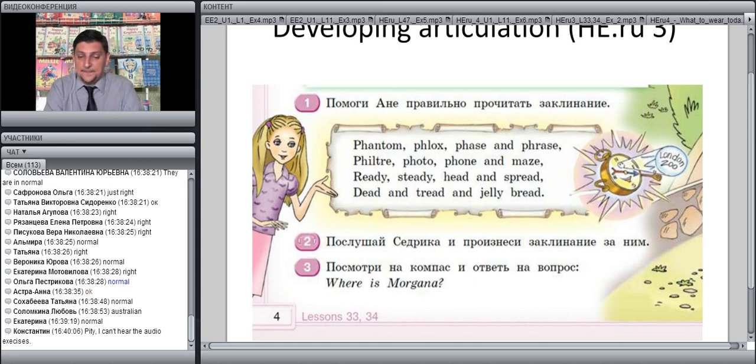And the task is this. The children need to listen to the magic raven, whose name is Cedric, and repeat the spell after him. If we look at the spell, we'll see that this is actually a good practice of reading rules, but at the same time, this is a very good articulation and pronunciation practice. Let's listen to this spell.